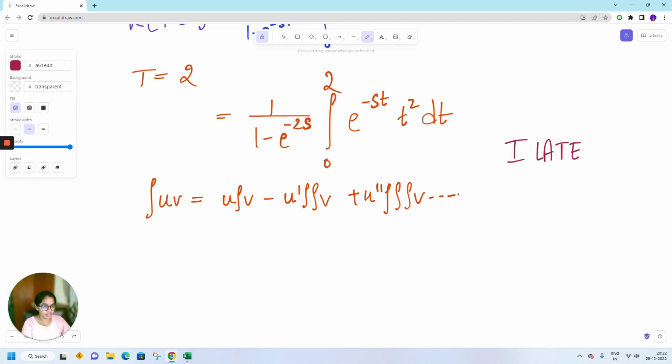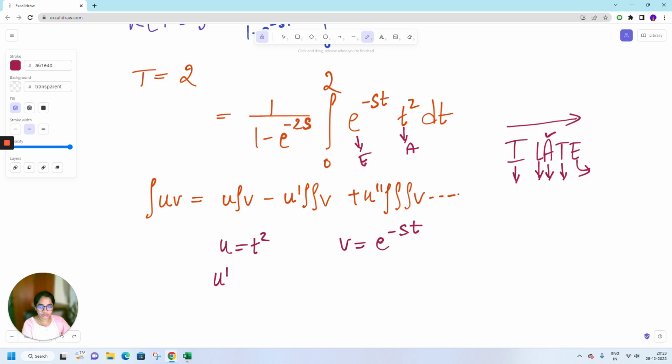Yes, this is how you give the order, where I is the inverse trigonometric, L is logarithmic, A is algebraic, T is trigonometric and E is exponential. Okay, so as you know, t square is algebraic and e is exponential. In this order, which one comes first? Algebraic, right? So my u would be t square. What is my v? v is e power minus st.